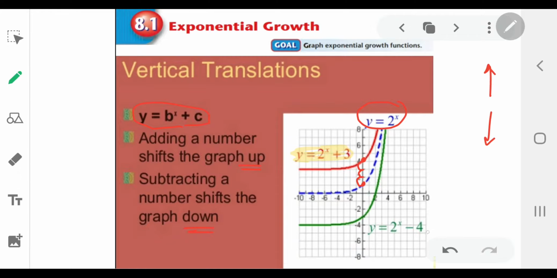For subtraction from the function, if you subtract 4 units from the function, it causes vertical translation down. So again, adding to the function from outside causes vertical translation up, subtraction causes vertical translation down. I'm going to erase this to make it clearer for you. The y-intercept of the original was 0, 1, and now it is shifted down 4 units, 1, 2, 3, 4. This is the new y-intercept.